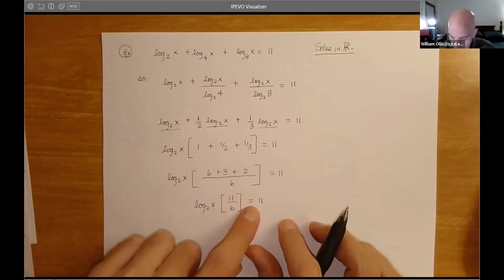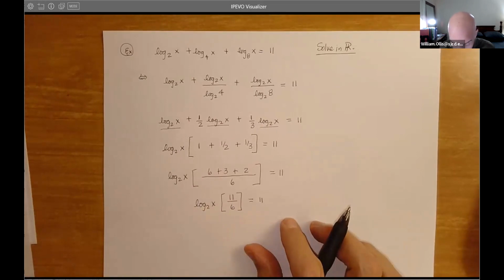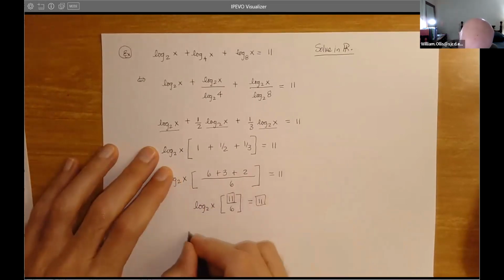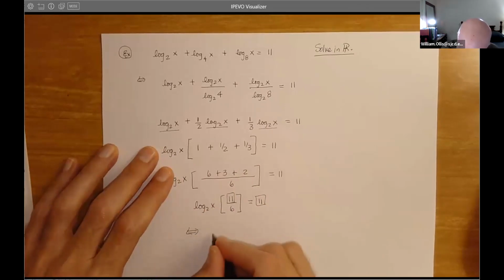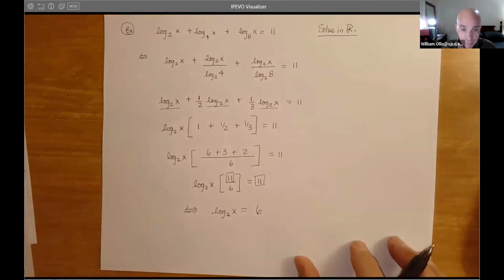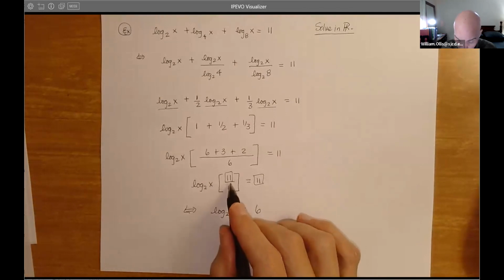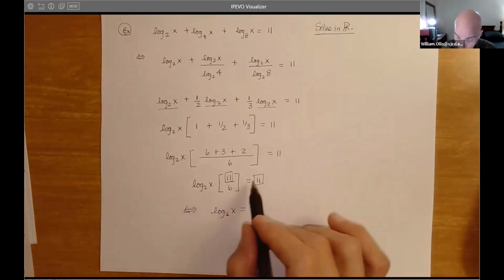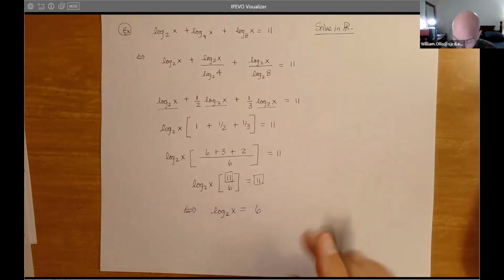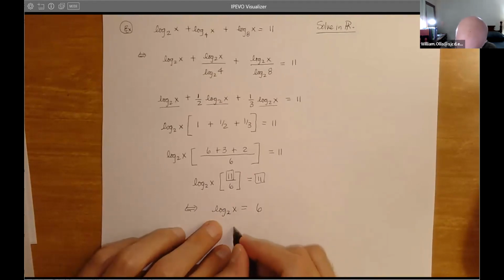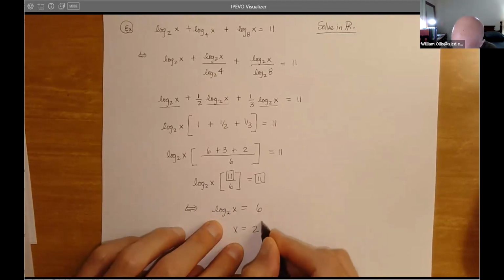So this is just a number times the base 2 logarithm of x. So we see the 11s absorb. So equivalently, we have log base 2 of x cross multiply equals 6. So again, this is this number, 11 over 6, times the base 2 logarithm of x. But of course, the 11s absorb. And so the power of 2 that equals x is 6. So x equals 2 to the 6th.